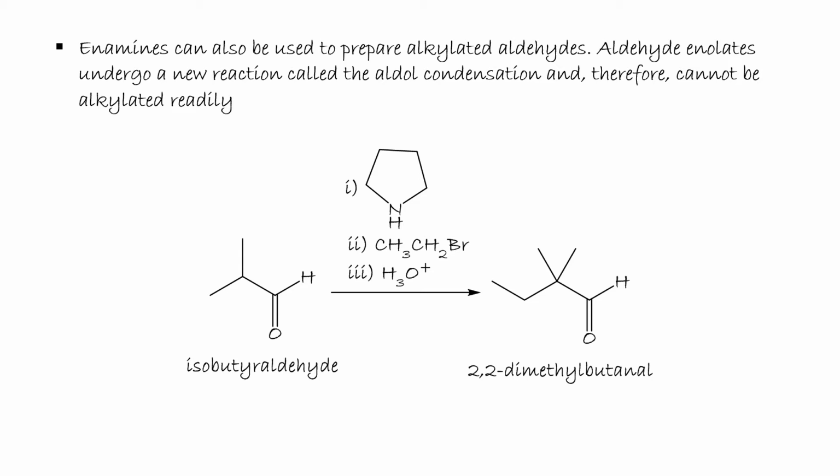So enamine can also be used to prepare alkylated aldehyde. And we know that aldehyde enolate is very sensitive to aldol condensation, which we will get to in the next lecture. So isobutyraldehyde with pyrrolidine, followed by ethyl bromide, followed by hydrolysis with acidified water, will give 2,2-dimethyl butanal in good yield.